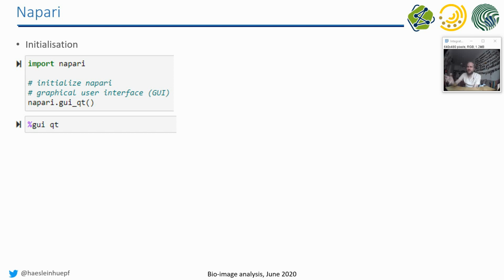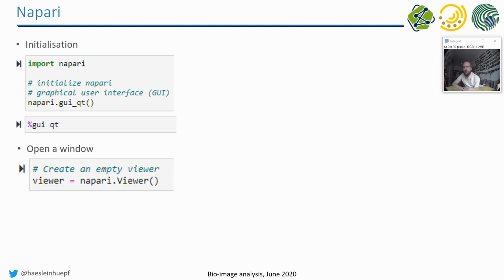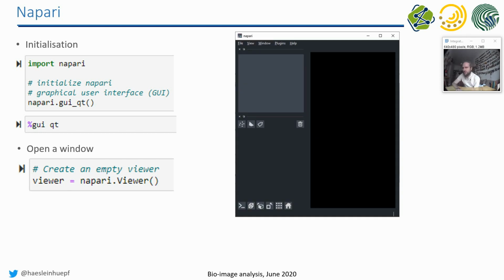In order to initialize Napari so that it works in your Jupyter notebook or in your Python code, you first of all have to start with import napari, and then you should run the Napari graphical user interface Qt magic. You can alternatively use this one. I'm not sure in which situation which is better, but maybe one doesn't work, and that's why you want to try the other one. Afterwards, you can create an empty Napari viewer with the napari.Viewer function. It will open a window like that.